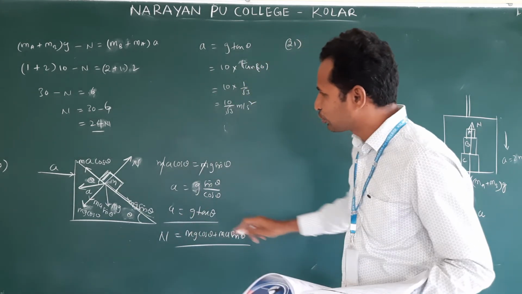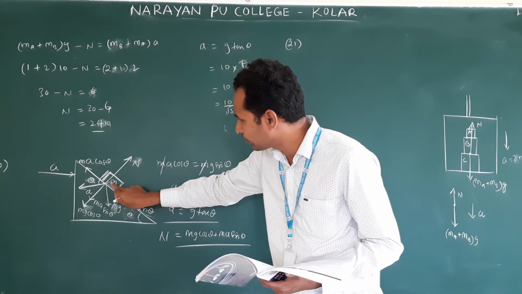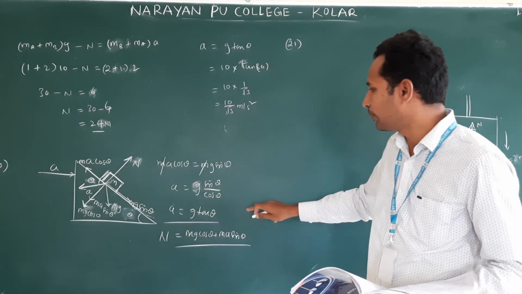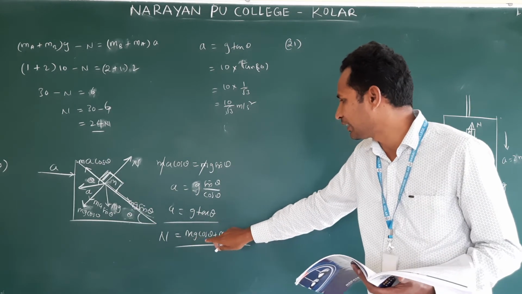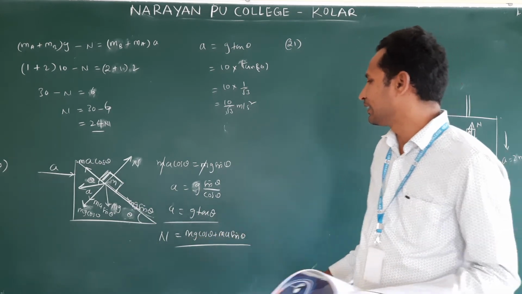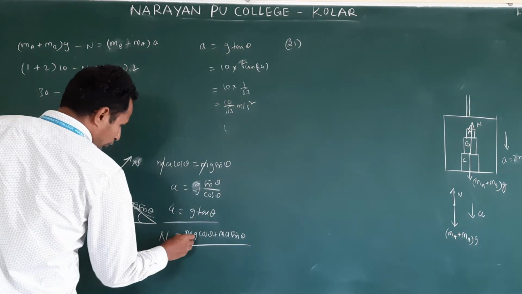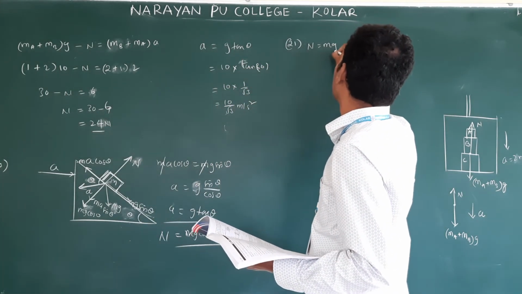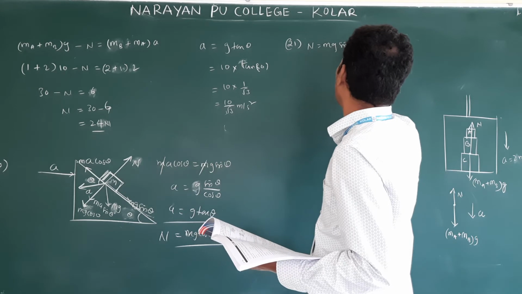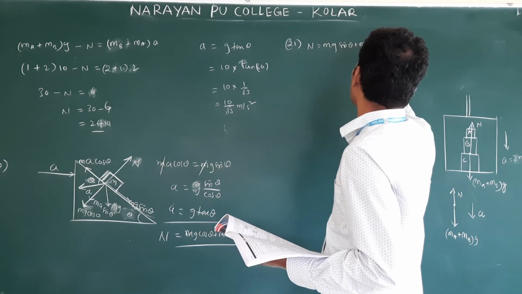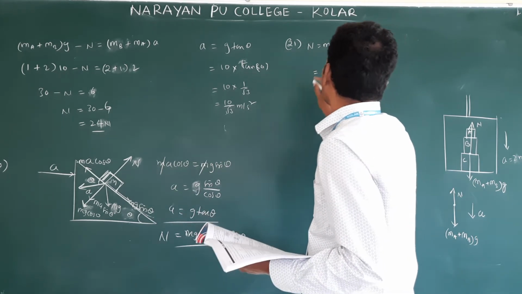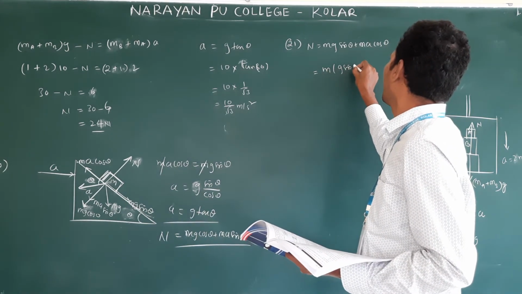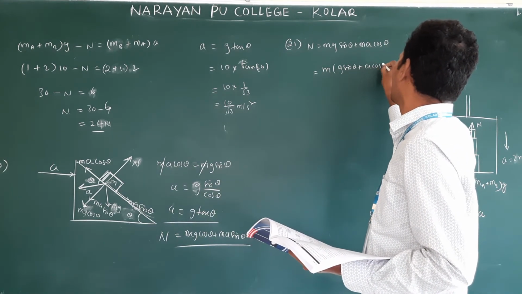What is the contact force between the big block and the small block? It is N. The N formula we already calculated: mg cos theta plus ma sin theta. Only small n is involved. So N is equal to mg sin theta plus ma cos theta, right? m is common in this, so g sin theta plus a cos theta.